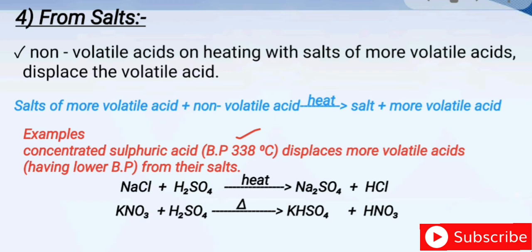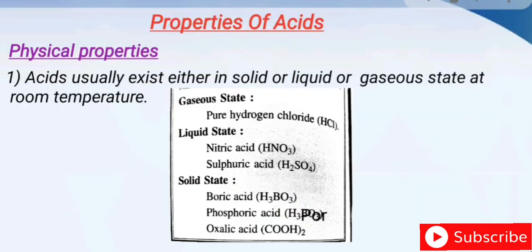So, NaCl is a salt of a more volatile acid. When NaCl reacts with sulfuric acid, a non-volatile acid, it produces sodium sulfate plus hydrochloric acid. Hydrochloric acid is a volatile acid. So, we can use this method to prepare volatile acids. Now, let us discuss the properties of acids.